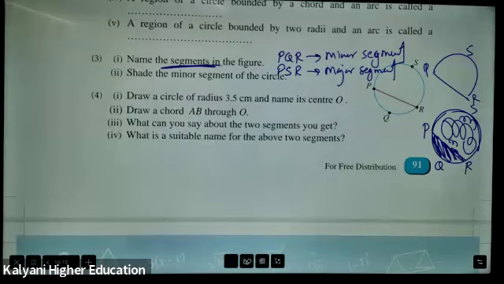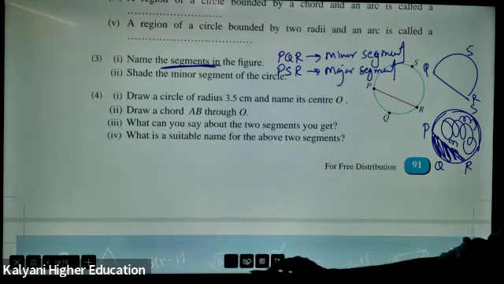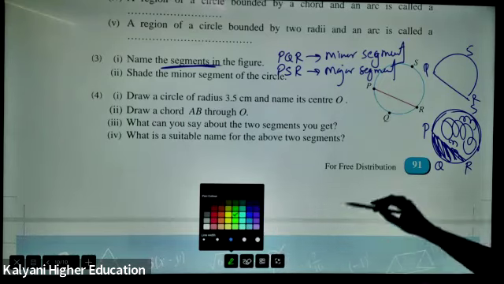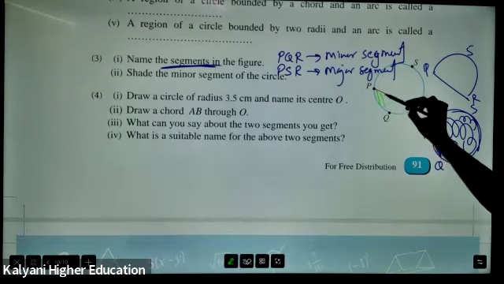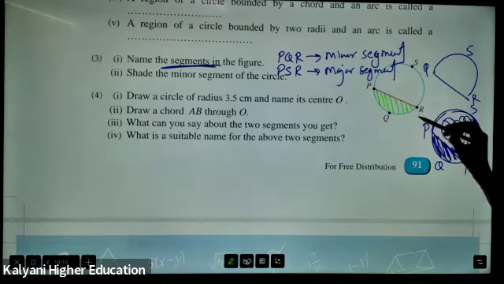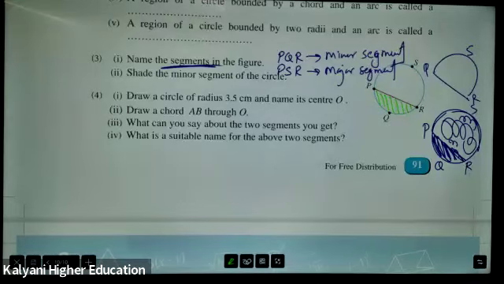Shade the minor segment of the circle. Color the minor segment. I'll color with green color. Minor segment means this PQR. That's all. Understood? Is that clear? Yes or no? Yes, sir. Yes. Next one.